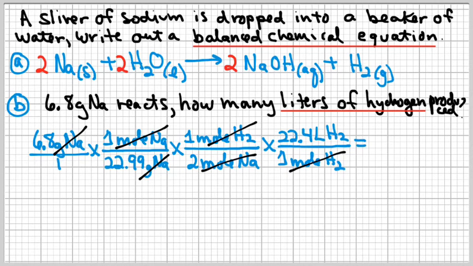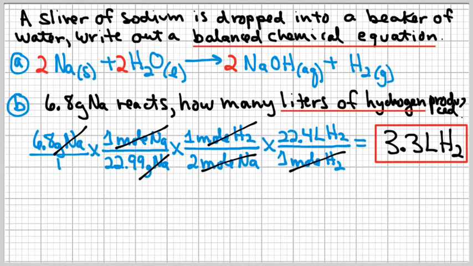My labels again cancel out. I do my calculation, and I predict, this is just the theoretical yield, I predict we're going to get 3.3 liters of hydrogen. So remember, theoretical yield is the predicted amount. That's not what we would necessarily get when we run the experiment.